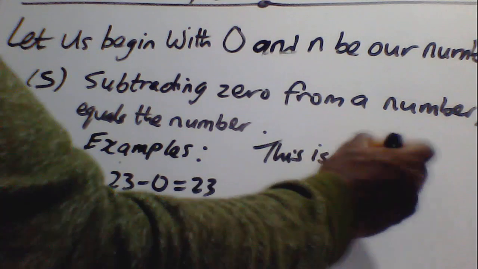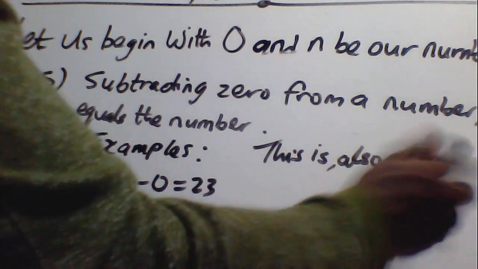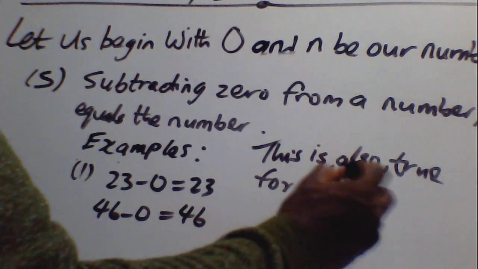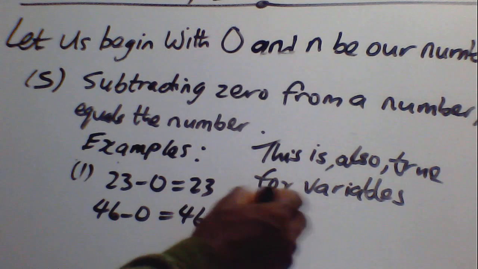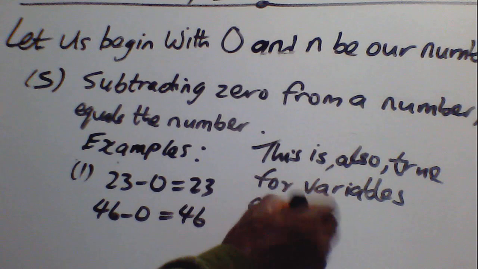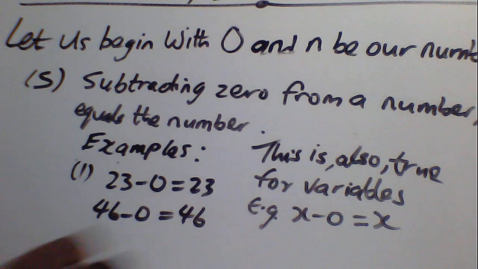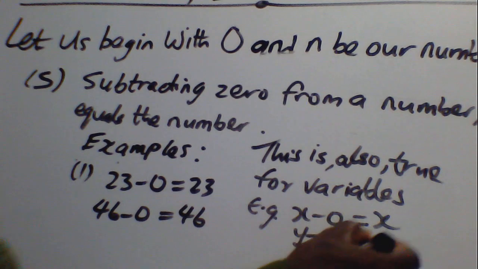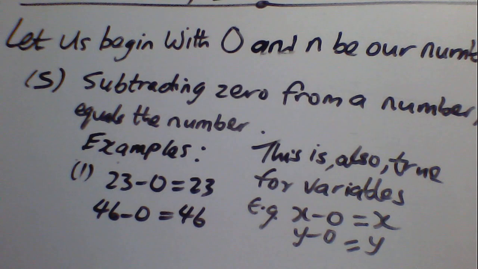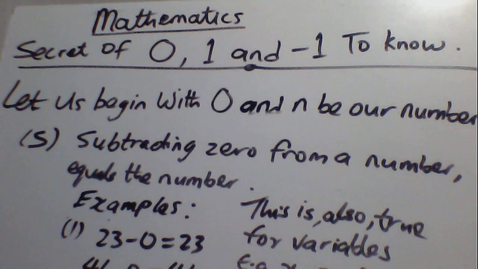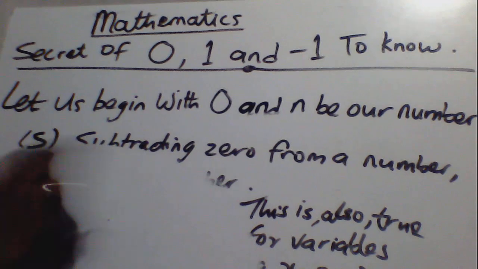This is also true for variables. So, for example, in this case we have x minus 0 is equal to x. And y minus 0 is equal to y. So these are the 5 things you have to know, or the secrets relating to 0. Let's look at the 6th thing, or secret, you have to understand pertaining to 0 under our study today.